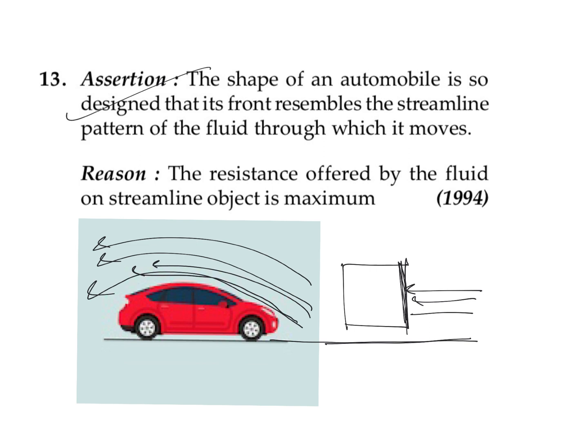The reason given is: the resistance offered by the fluid on a streamline object is maximum. Now, resistance offered by the object on turbulence will be maximum, on streamline it will be less. That's why we are making it. So the reason is wrong, but the assertion is correct.